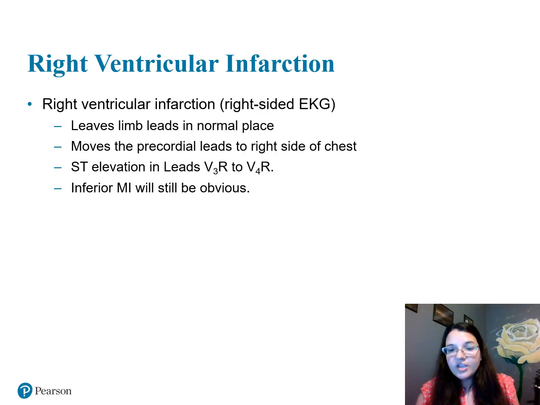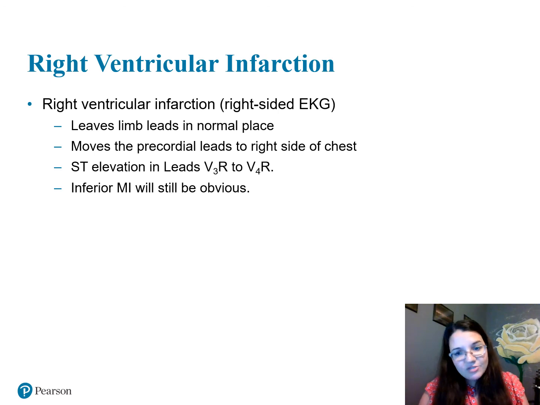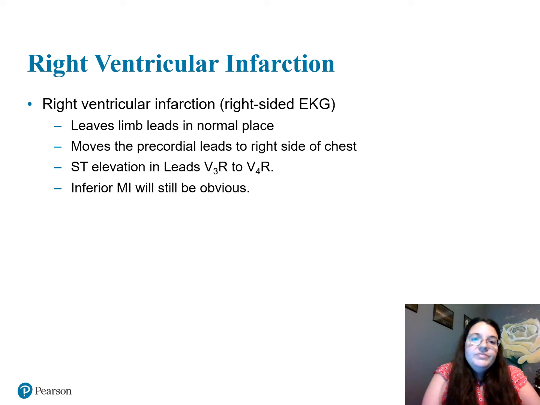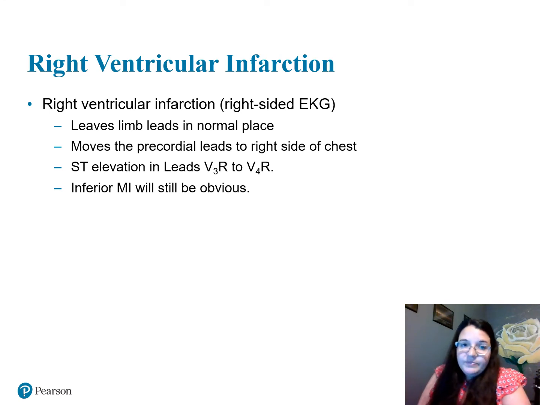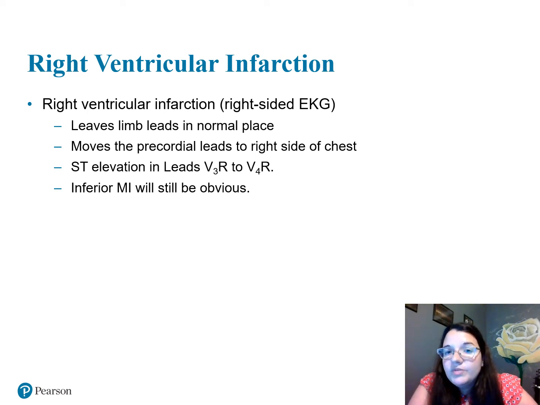So if you're in the field and you're requested to do a right-sided EKG, don't go and put those electrodes on the left side. It needs to be opposite. It needs to be reciprocal. It needs to be a mirror image on your right side. So for a right ventricular infarction, which is a right-sided EKG, you're going to leave the limbs in their normal place, and you're going to move the precordial leads to the right side of the chest.